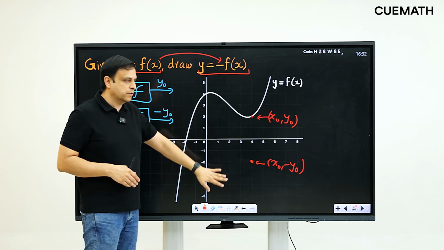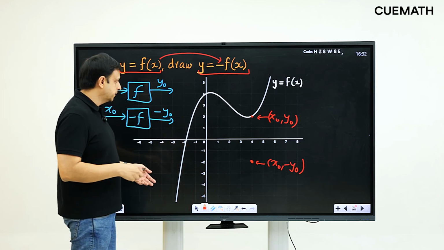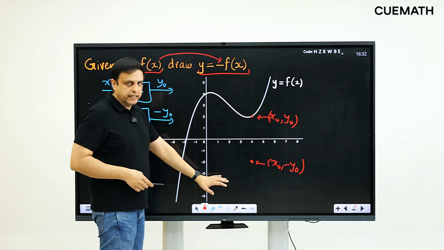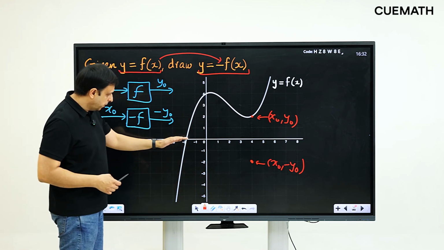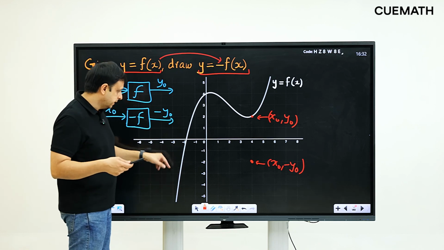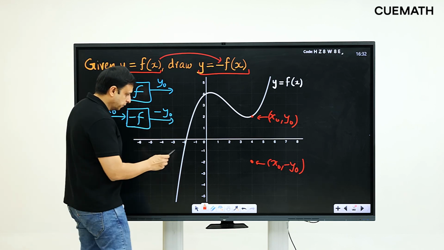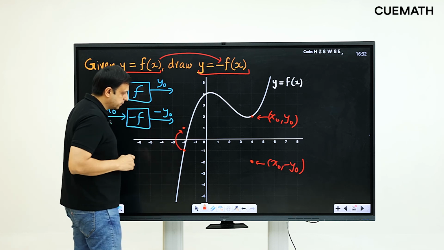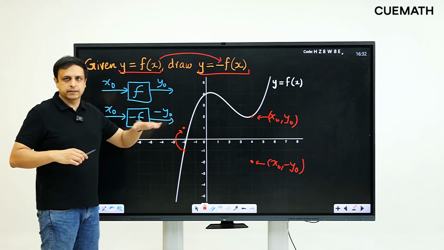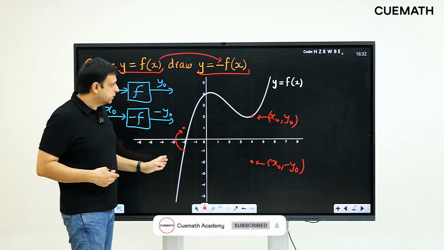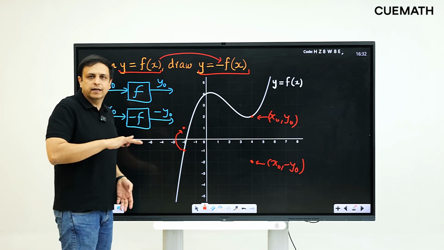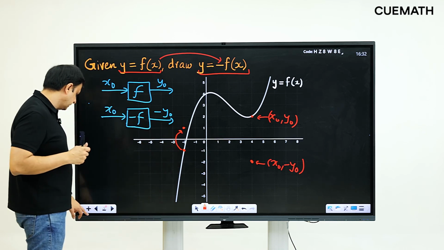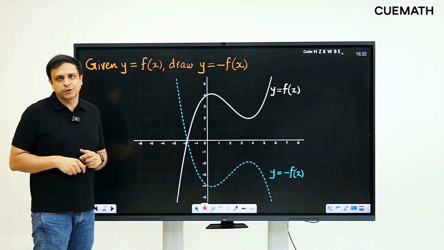So, every point will transform to its mirror reflection. The points above the x axis will transform to the mirror reflections below the x axis, but the opposite will happen for points that were originally below the x axis. They will move above the x axis. So, for example, if you think of this point here, this point will move over here or transform to this point above the x axis. So, what is going to happen is this whole graph will actually get reflected in the x axis, and that is the transformation here, and here is what it is going to look like.